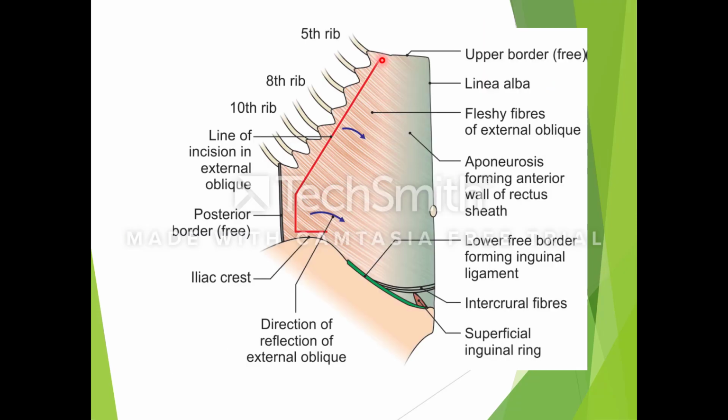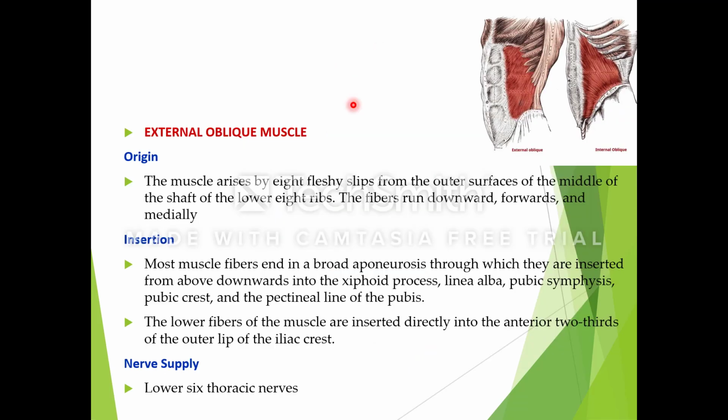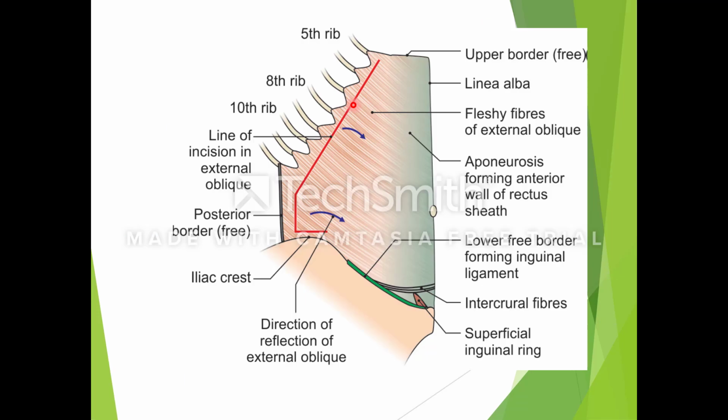See here, these are the lower 8 ribs. The external oblique muscle is originating from the lower 8 ribs in the 8 slips. They are coming downwards, forwards and medially, and they are inserted over the iliac crest. They are inserted over the pecten pubis and the xiphoid process and the linea alba and the pubic symphysis. So this is the insertion point and this is the origin.